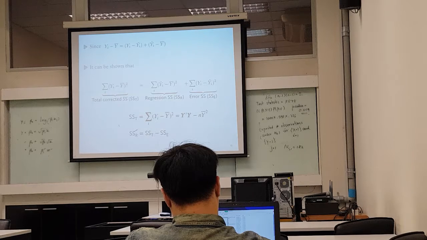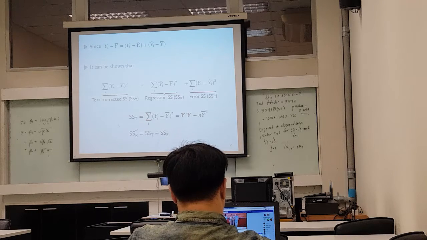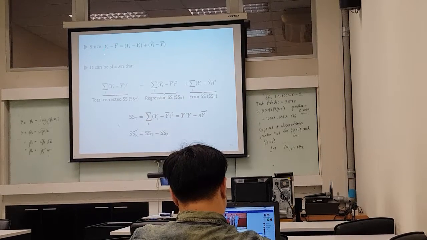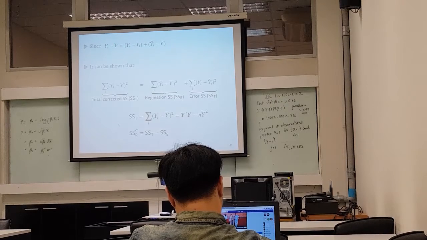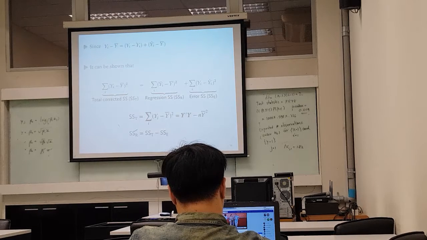So when we study the quality of fit in the regression model, we use something similar to the analysis of variance. So we write down something like this. This term, yi subtract y bar, is the deviation of observation from the grand mean. So this term explains how your data deviate from the average.